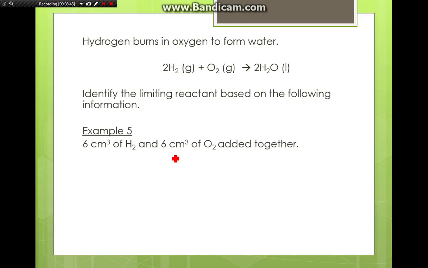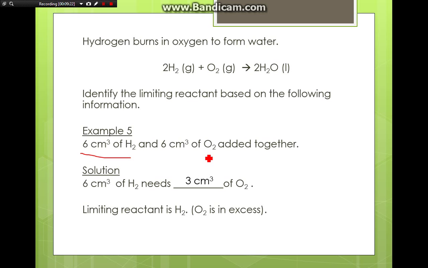One more example on this reaction. Here we have 6 cubic centimeter for both reactants. So we do this faster now. Statement: 6 cubic centimeter of hydrogen will need 3 oxygen. We needed 3. We've added 6. So again, oxygen is too much in this mixture. Hydrogen is your excess.